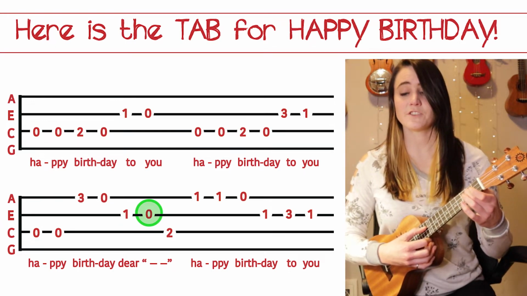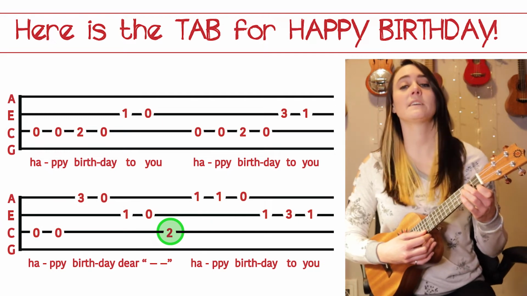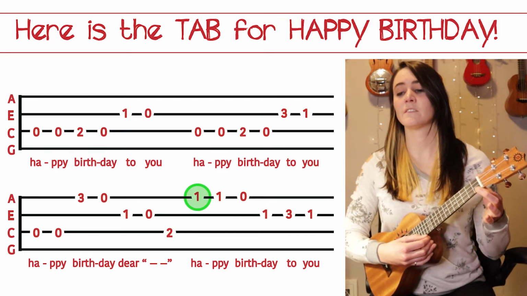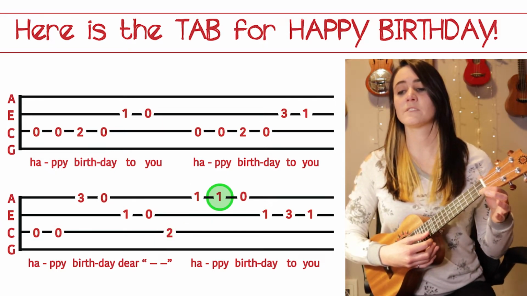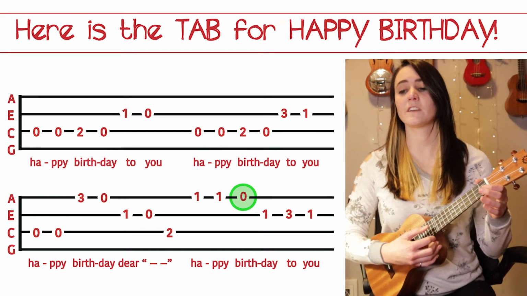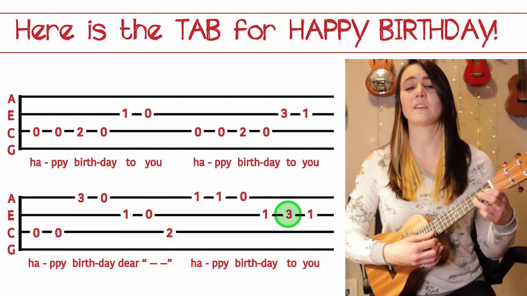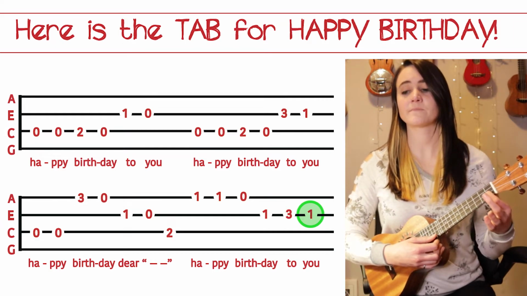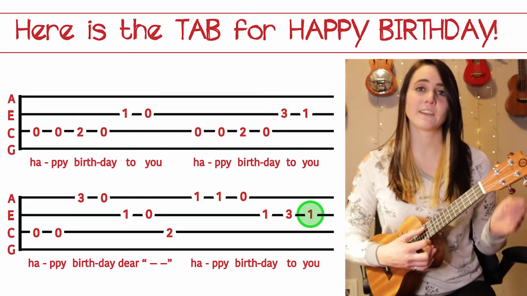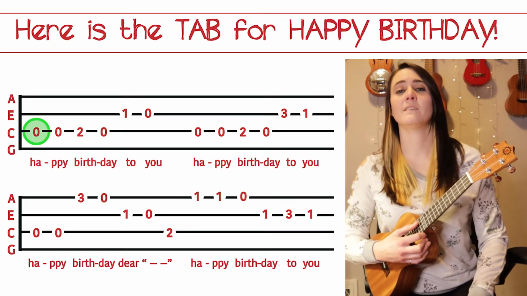2nd fret of the C string, back to the A string, 1st fret, 2 times, open A string, E string, 1, 3, 1. Let's try the whole thing together in rhythm.